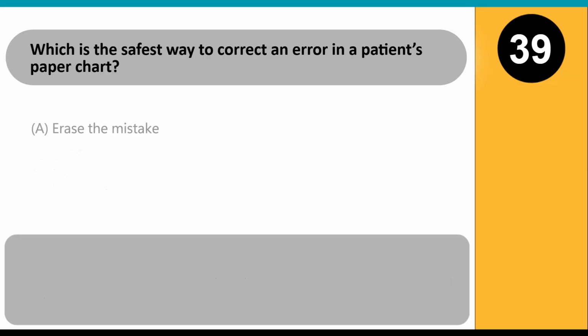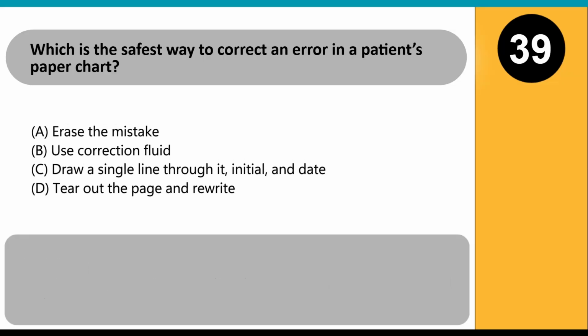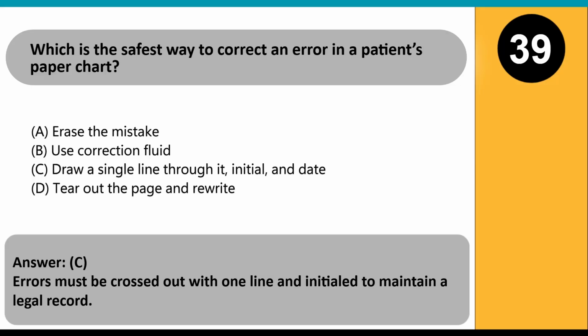Which is the safest way to correct an error in a patient's paper chart? A. Erase the mistake. B. Use correction fluid. C. Draw a single line through it, initial, and date. D. Tear out the page and rewrite. Answer C. Errors must be crossed out with one line and initialed to maintain a legal record.